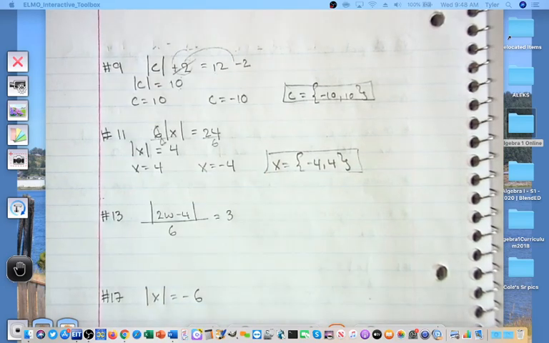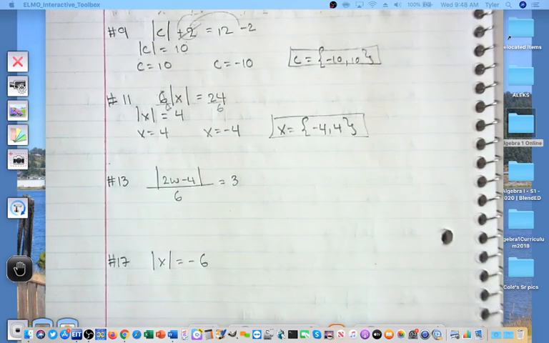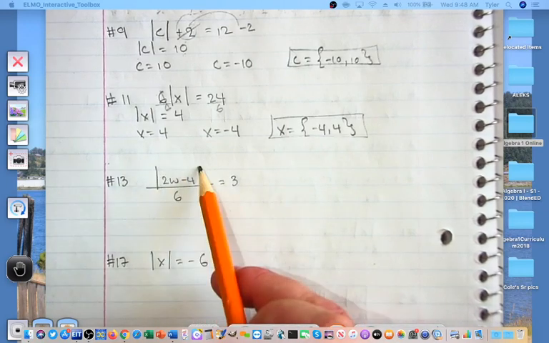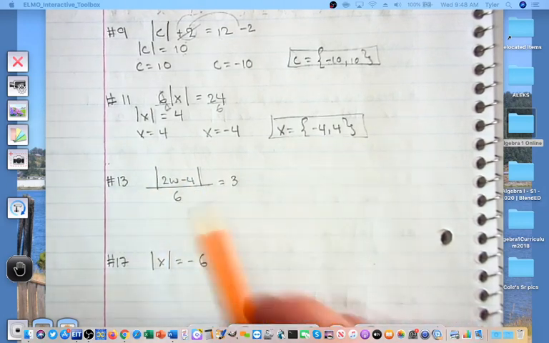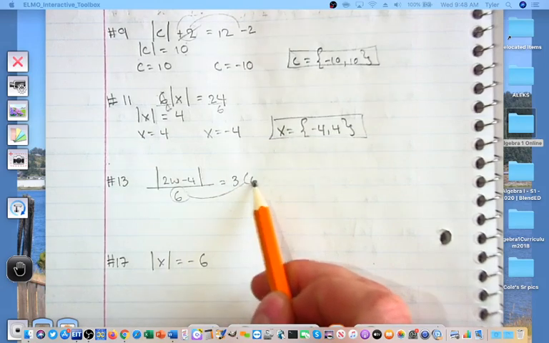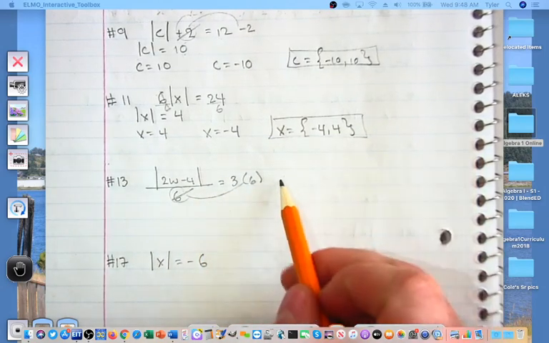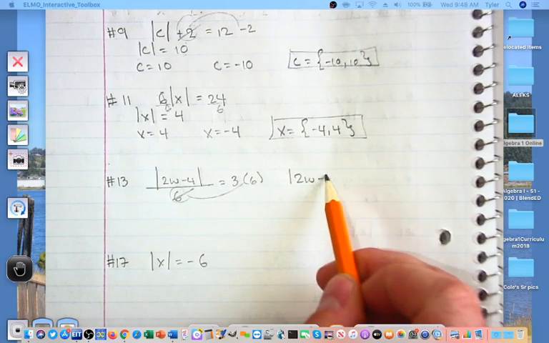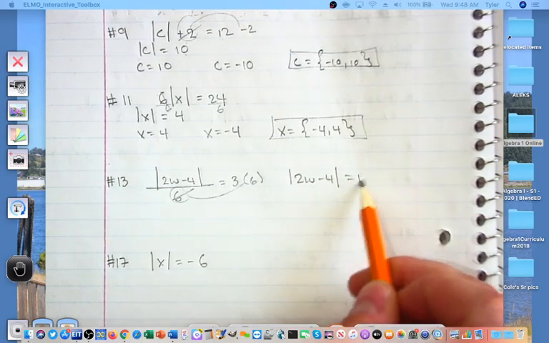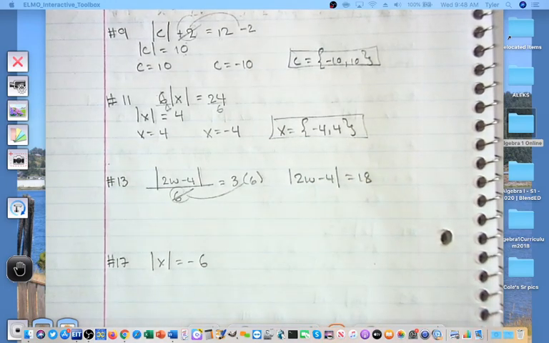I have a couple more examples for you here. Now this one has got everything in it. Not only will I have to isolate my absolute value, then I'll write my 2 equations, but then I'll also have to solve those 2 equations. So let's take a look at this one. In this case, the absolute value is being divided by 6. So I will go ahead and multiply both sides by 6. And that gives me the absolute value of 2w minus 4 is equal to 18. Now that my absolute value is isolated, I can write my 2 equations.